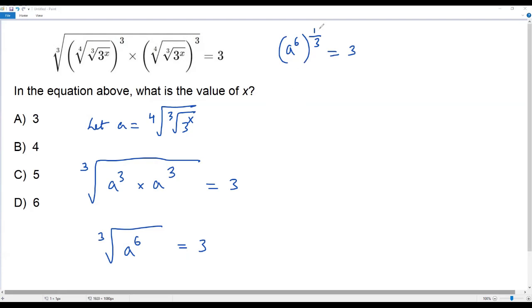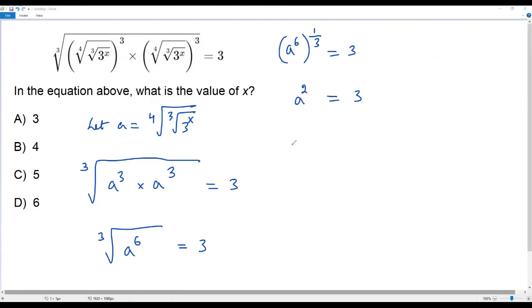Now, whenever we have two exponents like this, we can multiply the two exponents. When I multiply 6 and 1/3, I get just 2, because 3 goes into 3 one time and 3 goes into 6 twice. So 6 times 1/3 equals 2. I'm getting a squared equals 3. Now I can replace this a by the original stuff.